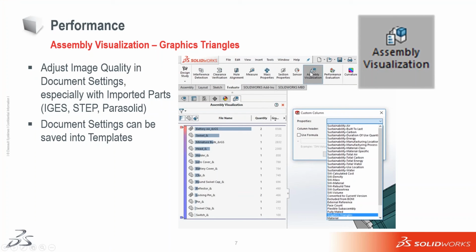So that's assembly visualization with graphics triangles. On the Evaluate tab, Assembly Visualization, and then you'll have to add a column in for graphics triangles, and then you can sort your assembly by that.